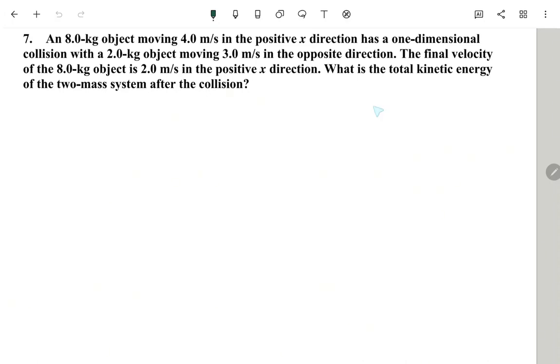So here is the situation. We have an object right here moving this way with velocity equal to 4 meter per second, and the mass for this one here is 8 kilograms. And another object, this one here, is moving this way with velocity equal to 3 meters per second, and the mass for this one here is 2 kilogram. When they collide, the system is moving in the positive x direction with velocity equal to 2 meters per second. The question, what is the total kinetic energy of the two mass system after the collision?